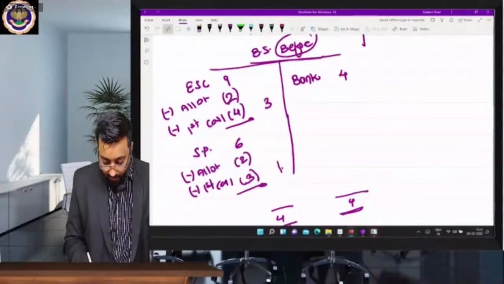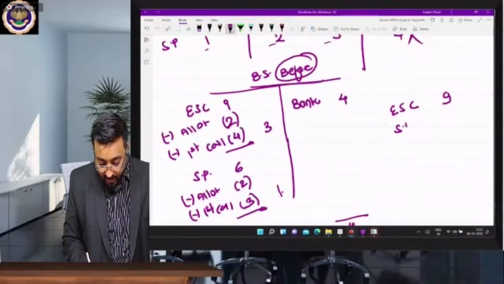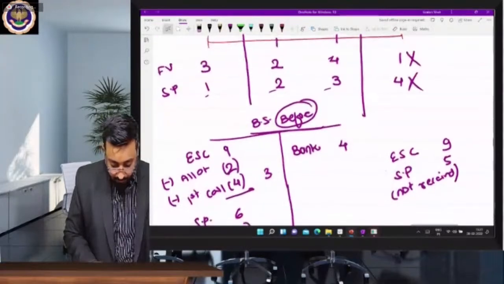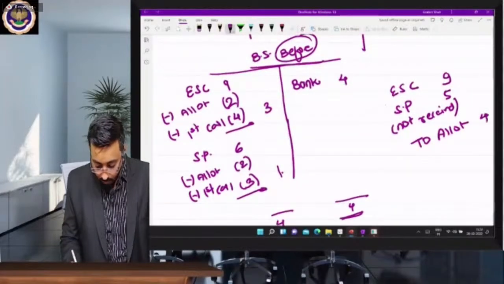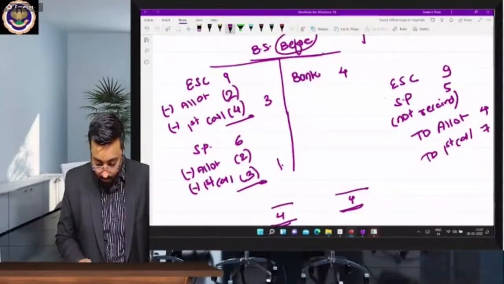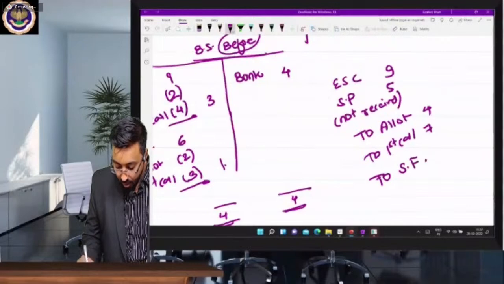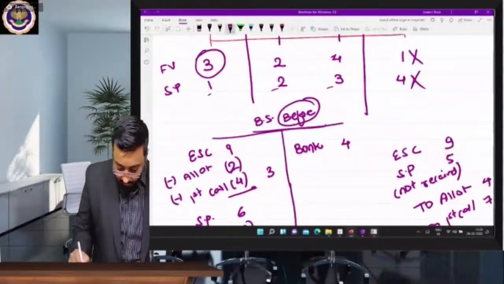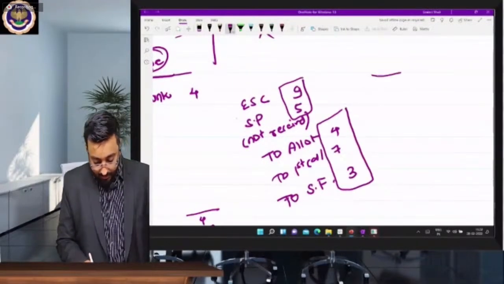And then what is the entry, beta? Equity share capital 9 up to second line. Security premium which is not received, not received is 5, beta, 2 plus 3. To allotment both face value plus premium, 2 plus 2, 4. And to first call both, beta, 7. And to shares forfeited, full amount or only face value? Only face value which is collected. So face value which is collected is 3. Let's see if it is tallying or not. 9 plus 5, 14. Yes.